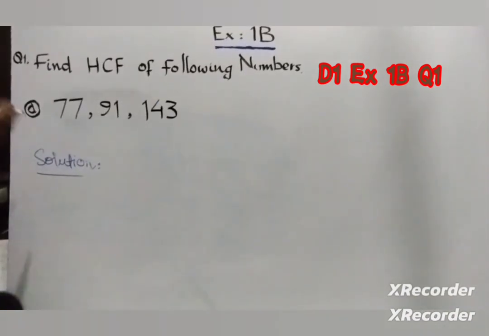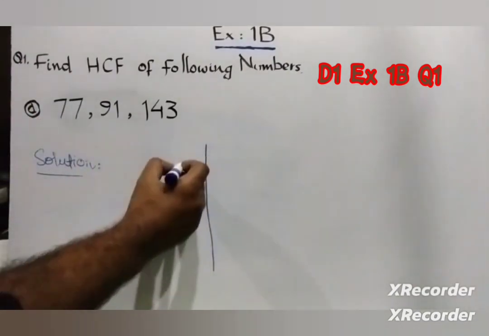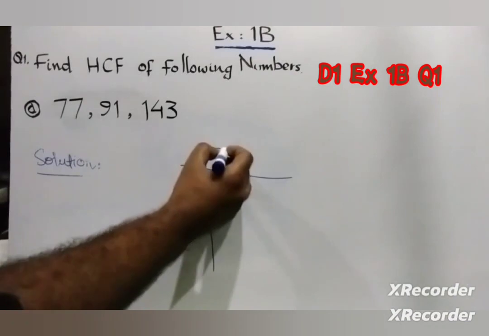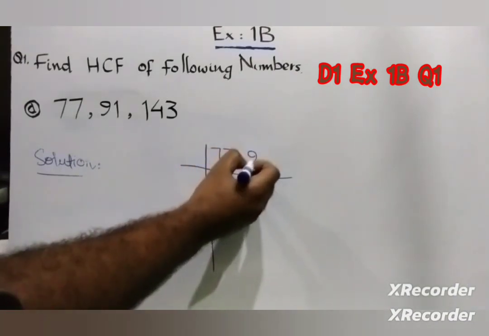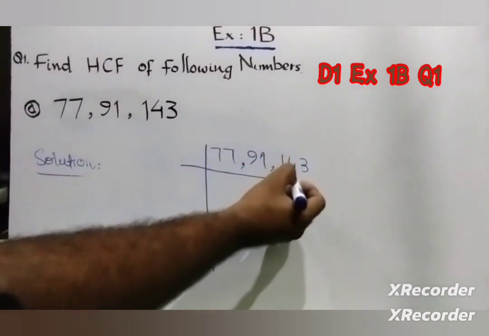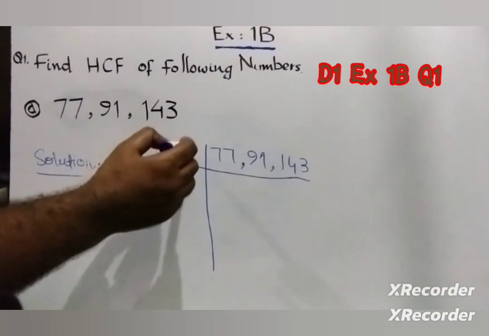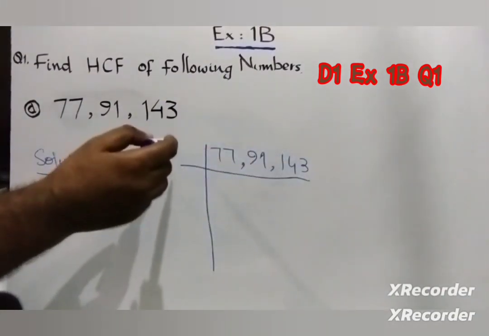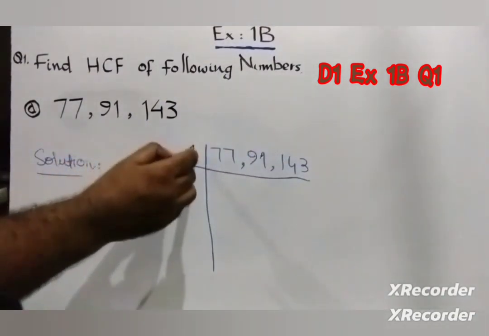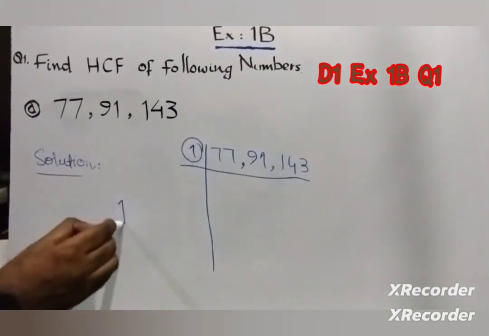Now we have come to our last question, that is 77, 91 and 143. In this question we cannot find any common factors that is divisible by any of these. So the only common factor between them is 1. So in this case our answer is only 1.